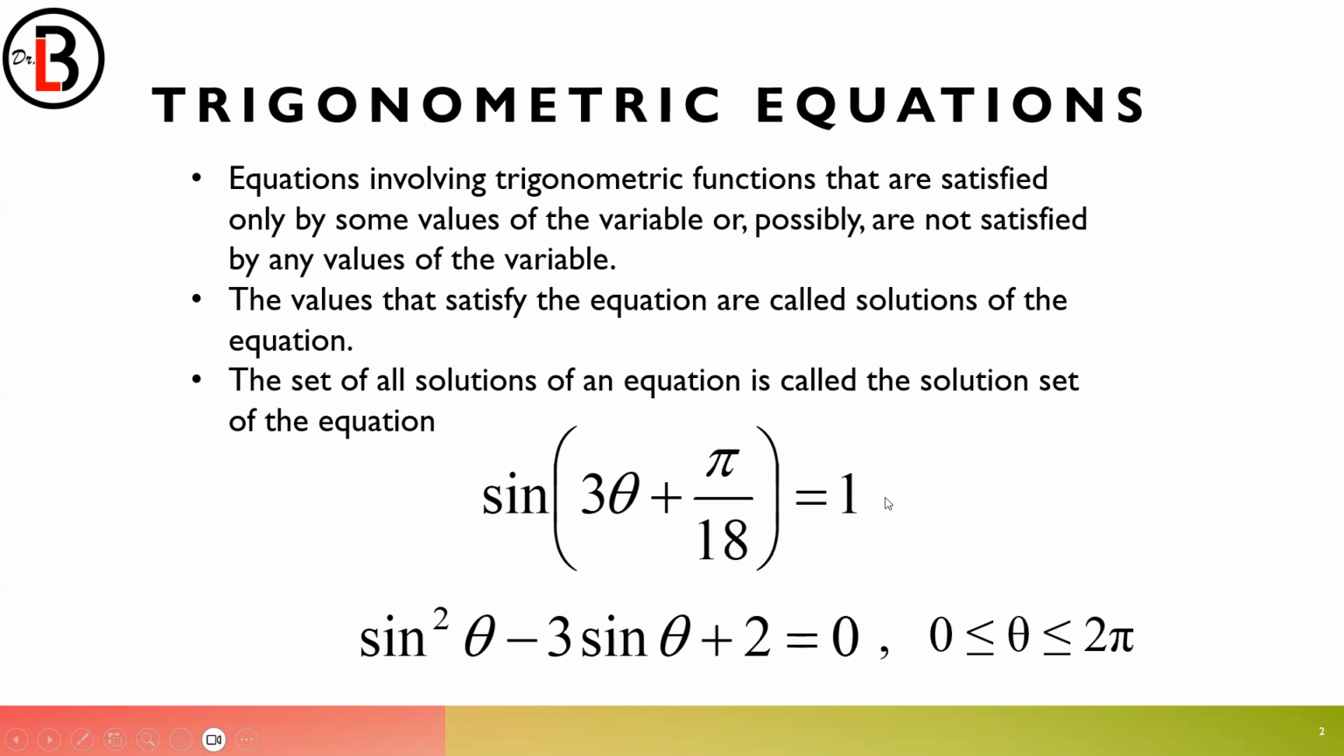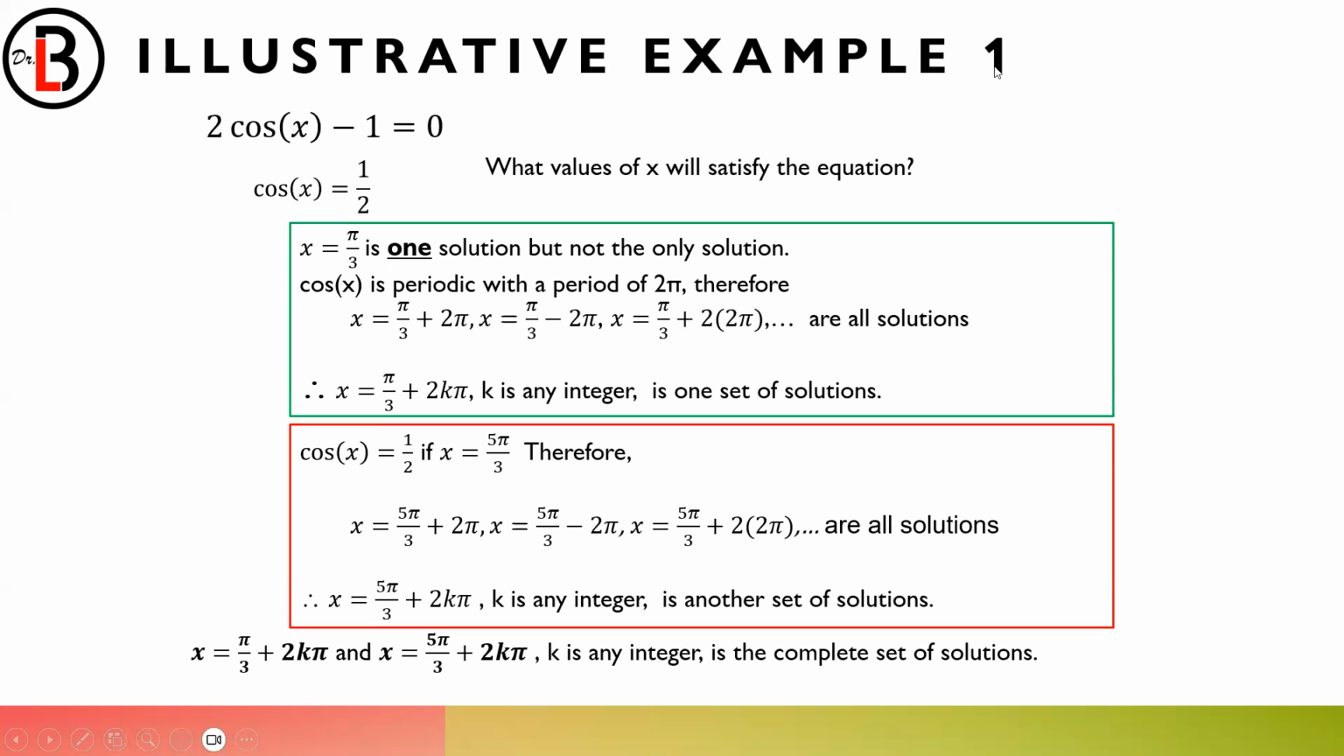So this is an example of a trigonometric equation because the trigonometric function in here on the left is equated to a physical value. So you can solve for the value of the theta. In here, it's also a trigonometric equation, and then you're given here the domain in which the theta should be existing. Like it says here, the answers should be from 0 to 2 pi. So here are some illustrative examples.